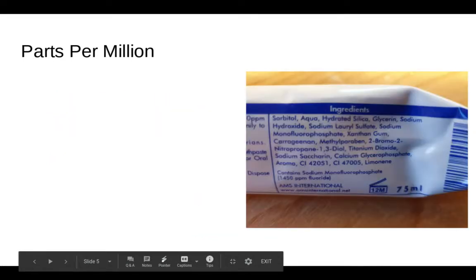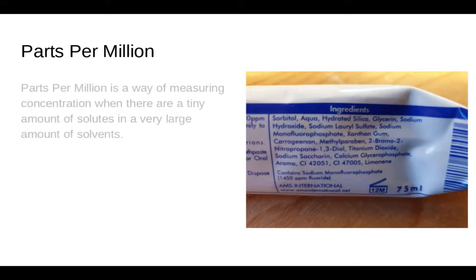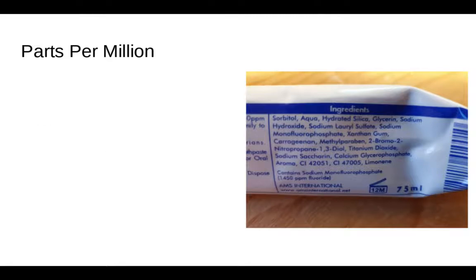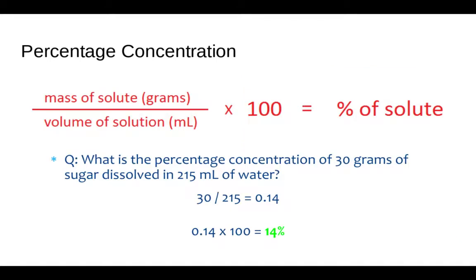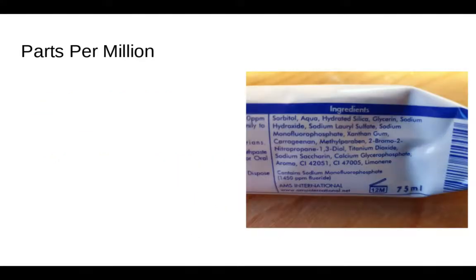So now we're going to look at parts per million, okay? So parts per million is a way of measuring concentration when there's a tiny amount of solute in a very large amount of solvent, okay? So if we would try to make it as a percentage, it'd be a really, really small number like 0.000. And when we do percentages, we don't want to get too small. It could be confusing. So it's easy to use parts per million.